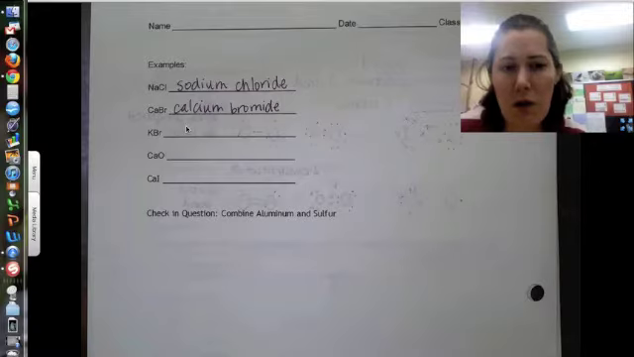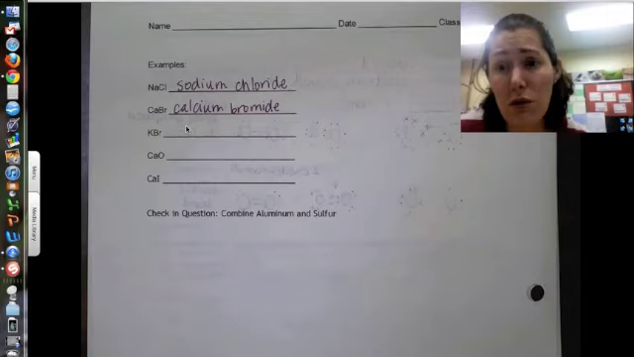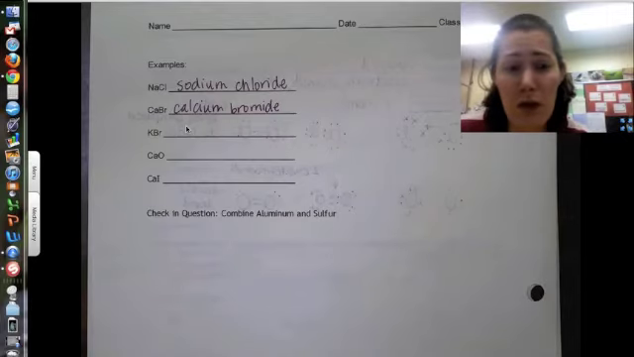You'll probably notice that as you're doing these, some of these terms are very familiar to you. So you might know of a compound that has an oxide in it, for example. So you can think about that as you're working.